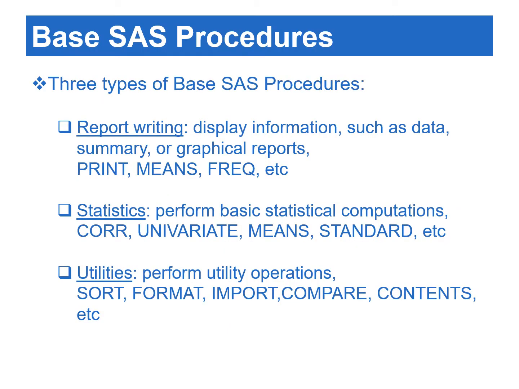Base SAS software provides a large selection of procedures that allows us to examine the contents of a dataset. These procedures can be grouped into three categories: report writing, statistics, and utilities. This chapter only covers a few commonly used procedures, such as CONTENTS, SORT, PRINT, MEANS, and FREQ. We will use these procedures as data checking tools.